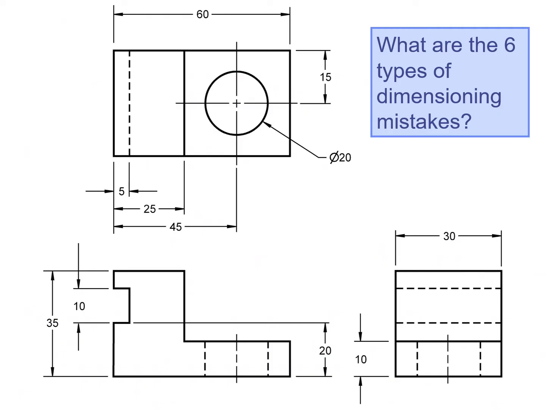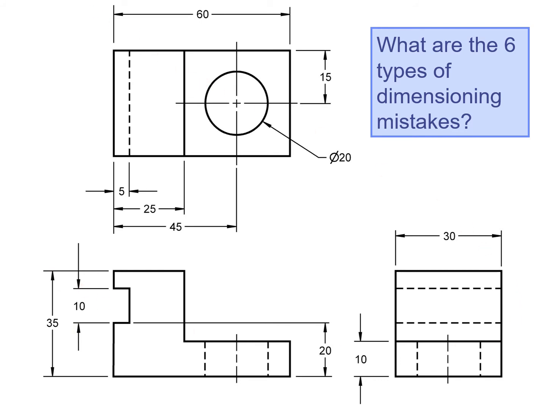Next slide. As we learned on the previous slide of dimension placement, you try and place dimensions in between the views. So here we have these dimensions. You try and place them between the views, top view, front view, as opposed to having this dimension of 60 by itself on the outside. It does make more sense sometimes to place them on the outside, but try and avoid placing them on the outside. Okay, so let's take a look at the 6 mistakes.